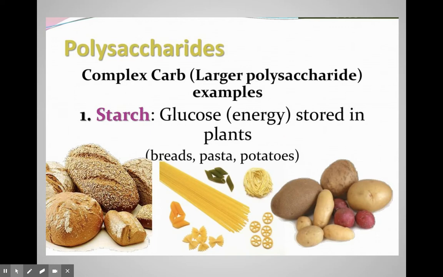Then we have polysaccharides, right, which is a complex carb. It makes sense because that's a larger polysaccharide. Starch is an example of a polysaccharide. It's glucose energy stored up in plants. So breads, pastas, potatoes, those all have that starch, that glucose. That's a polysaccharide.